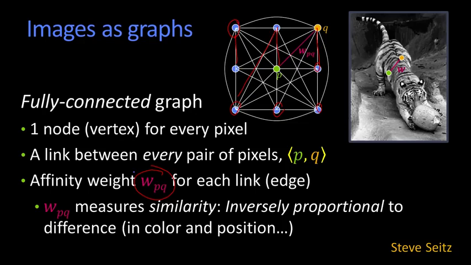And the similarity will be essentially inversely proportional to the difference. So that just means that the more different they are, the less similar they are. And another way of saying it is, if the difference is too big, I'm going to say the similarity is 0, so those edges go away. So I'm going to build a weight matrix using this affinity.